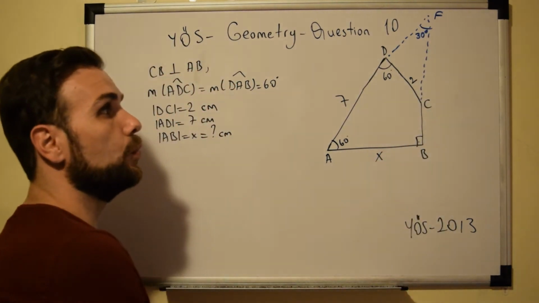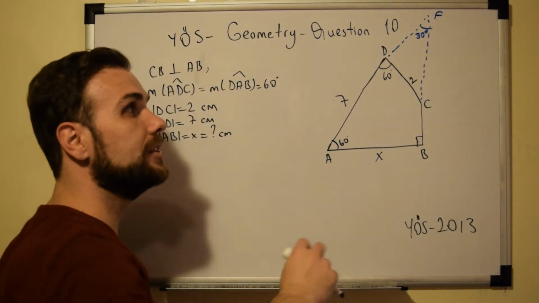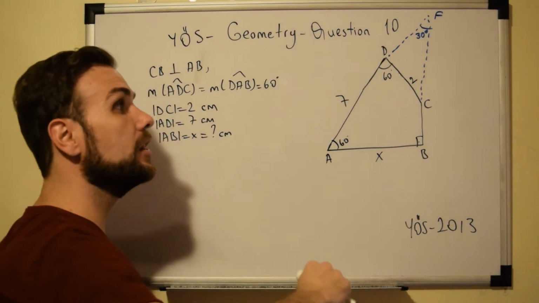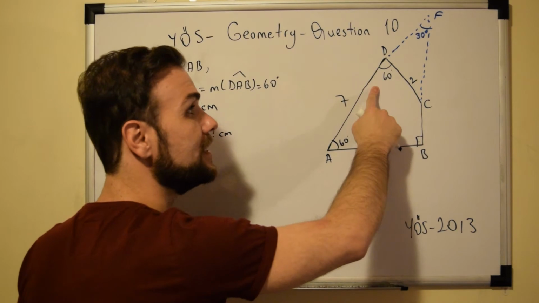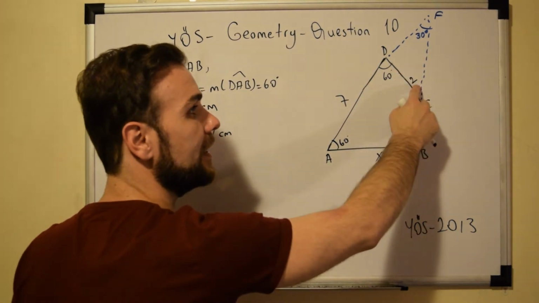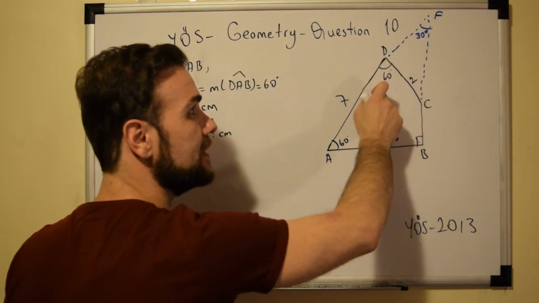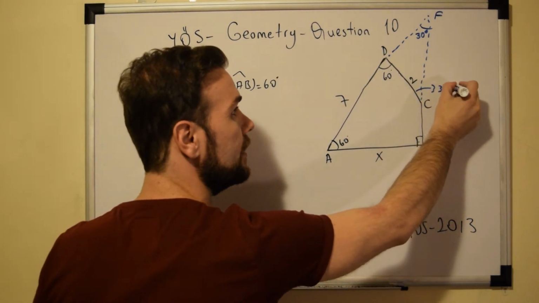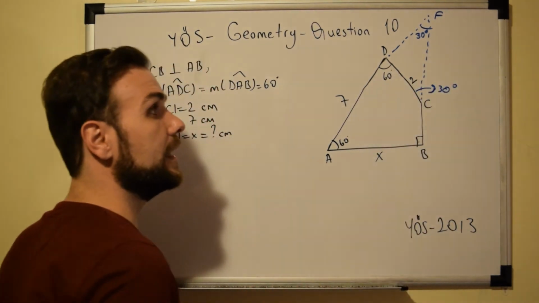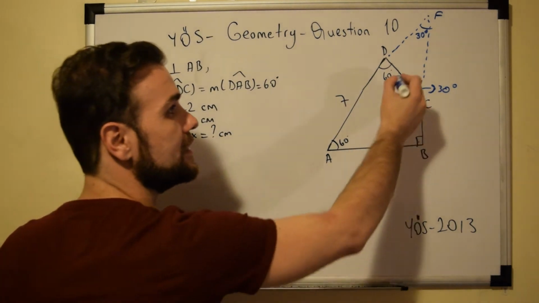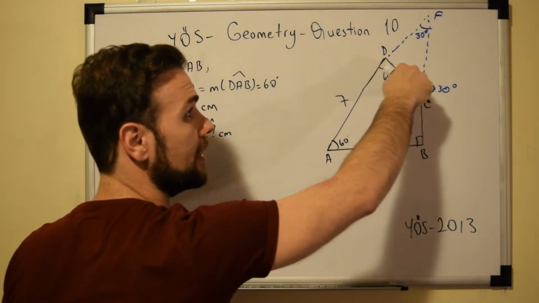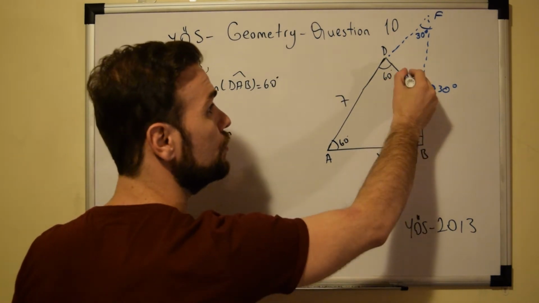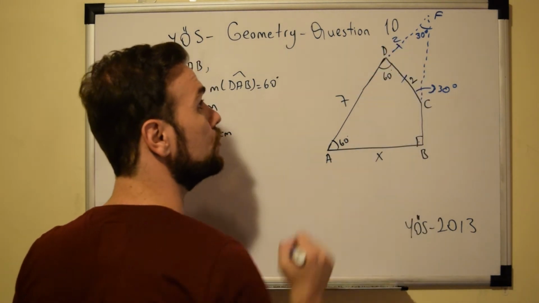What else do we know? We know that two interior angles of a triangle is equal to one exterior angle of a triangle. So we know that this 60 degrees is equal to 30 and this angle. So if this is 60, this is 30, it means that this angle is equal to 30 degrees, as you can see. Now what do we have here? Since this is 2, we have an isosceles triangle, so two sides are equal to each other. So if this side is 2, then this side will be equal to 2.